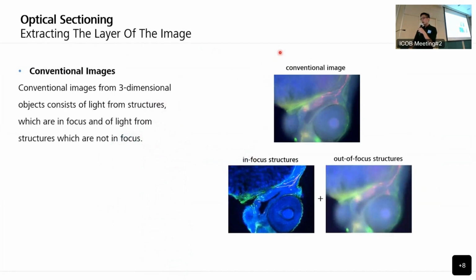And here we can see this is the conventional image taken by the wide field fluorescence microscope, and all the signals are actually composed of two sources. The one in focus and the rest is the out of focus structures. So by using confocal microscopy, we want to extract only the in focus structure.